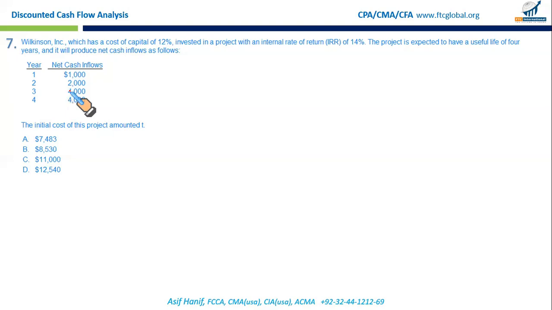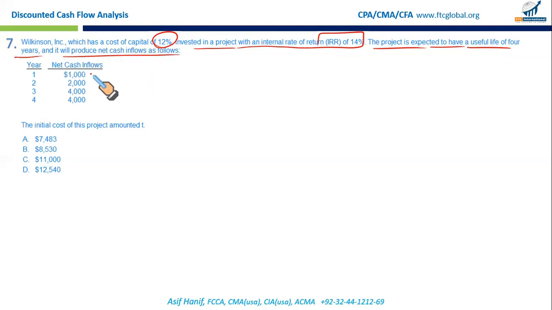So let's see what this question says. Vacancy Incorporated has a cost of capital of 12%, invested in a project with an internal rate of return of 14%. IRR is given, desired rate of return is given. The project is expected to have a useful life of 4 years, and it will produce net cash flow of 1,244 in each of the next 4 years. What is the initial cost of the project?